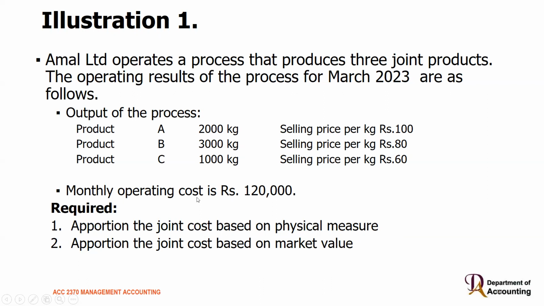And then we have the monthly operating cost, which is 120,000. In this question, you can consider this as the joint cost. So, what is required is, using two methods, we have to allocate this joint cost to the A, B, and C joint products, based on physical measure. Now, what is the physical measure in this question? Obviously, the kilograms. Based on the weight, you can allocate the cost, or the market value. What do we need when it comes to market value? Selling price. So we have the selling price and then we can compute the revenue as well. Using these, we can allocate the joint cost to joint products.